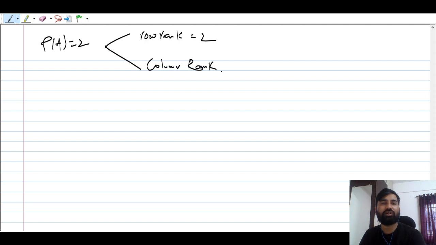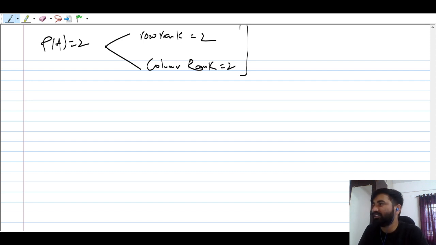Rank is not going to be different, whether it is a row rank or a column rank. But you have to see the pivots. These are all things that you have to understand. And null space we have already discussed. So you can talk about row space, and you can talk about column space.